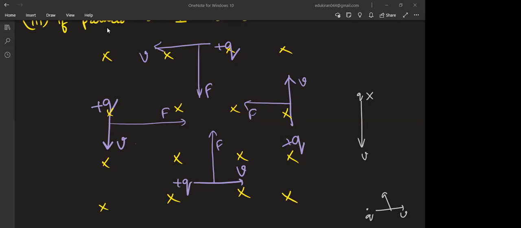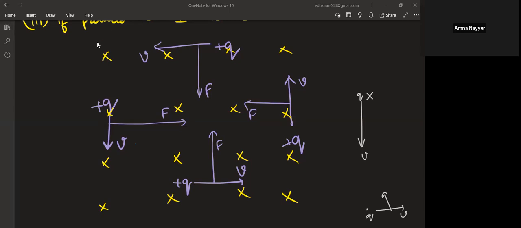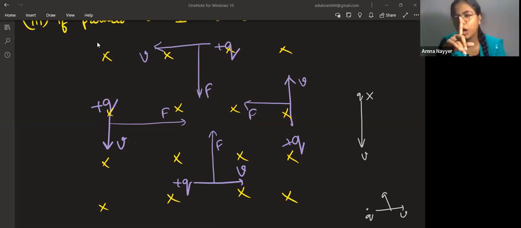So see, when we were talking about the velocity, the same right hand thumb rule is what we were following. Now see, the charge is moving downwards, so the same thing will be applied. You'll have to place your right hand along the direction of velocity.